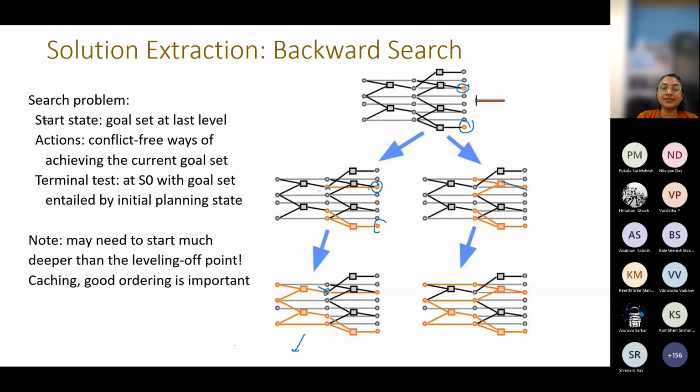So the start state is the goal set at the last level. Actions are conflict-free ways of achieving the current goal state. Because you have already marked the mutex, you know when you have to backtrack if the mutexes are there. But if you have ways of achieving without mutex, then you can proceed. And the terminal test is when you reach the first layer S0 with the goal set.